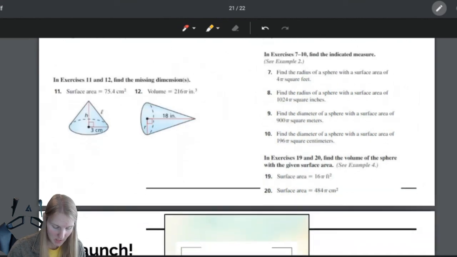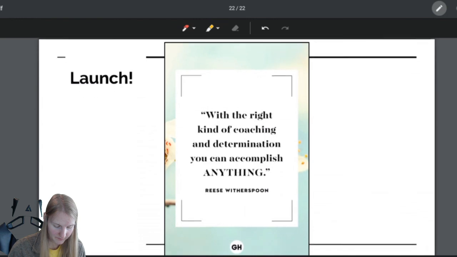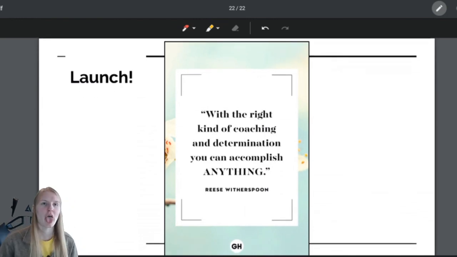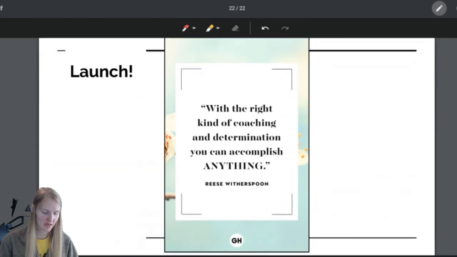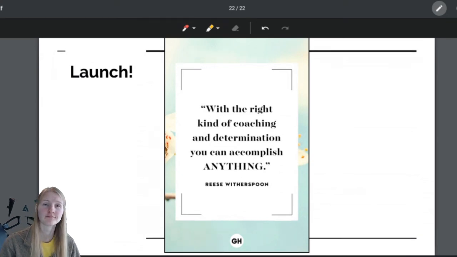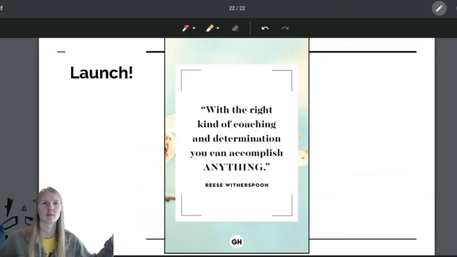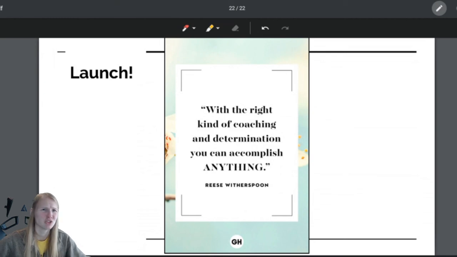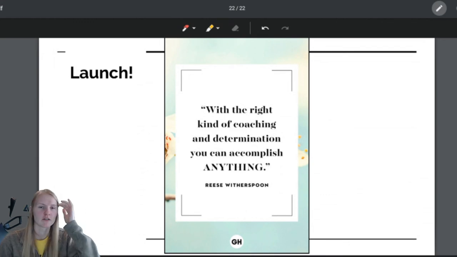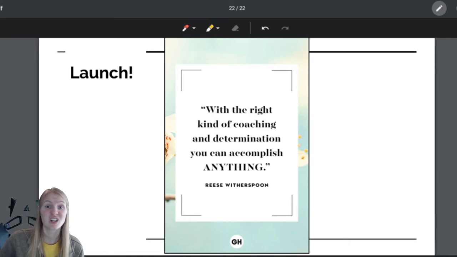Would be swell. Yes, and then here is your lunch for today. Comes from Reese Witherspoon. With the right kind of coaching and determination, you can accomplish anything. I like this quote a lot because of the right kind of coaching and determination. Just because you have the right coaching, if you don't have determination, coach can't do it for you. You won't be able to accomplish it if your coach is doing everything for you. So I like that they partner determination with the right kind of coaching. Because also, sometimes, no matter how hard you try, no matter how much determination you have, sometimes you need a coach there to help you.